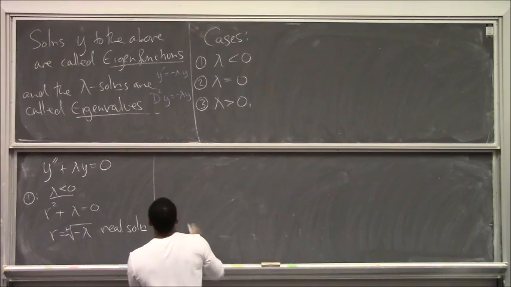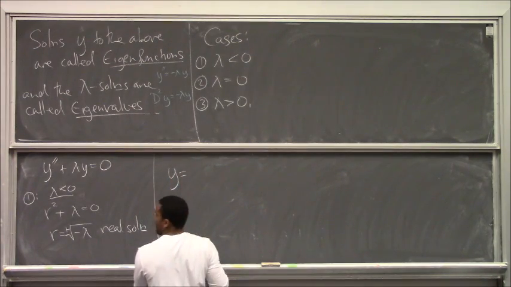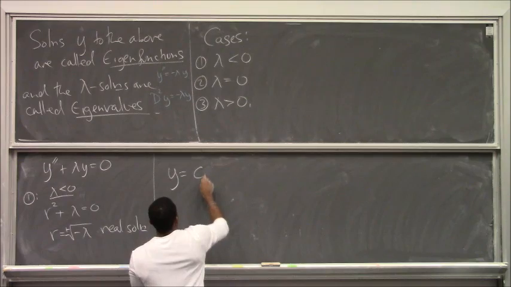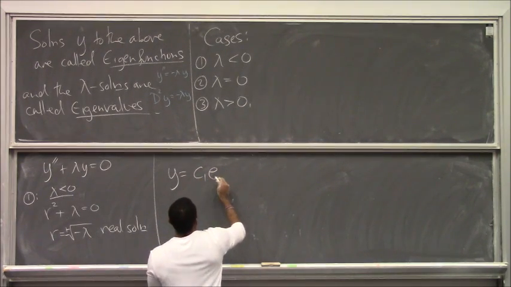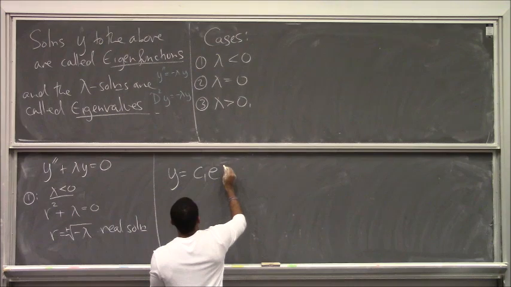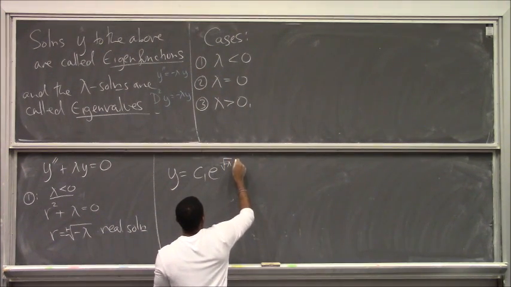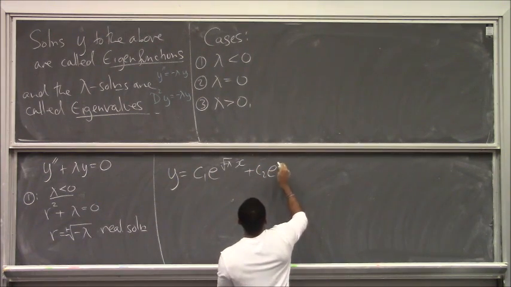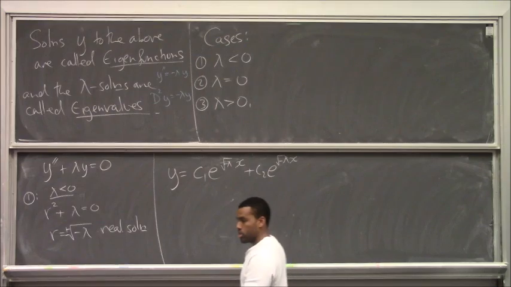What would our function look like? What would our eigenfunction look like? C1 e to the square root of negative lambda times x, plus c2 e to the negative square root of negative lambda times x, right? That would be our solution.